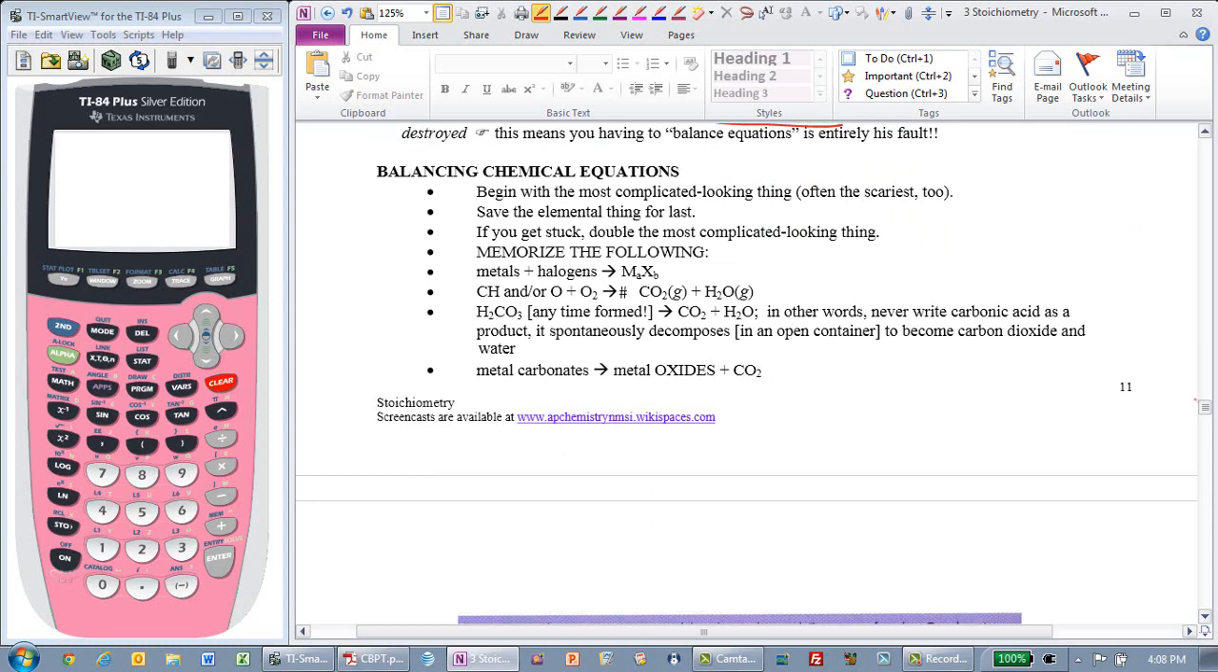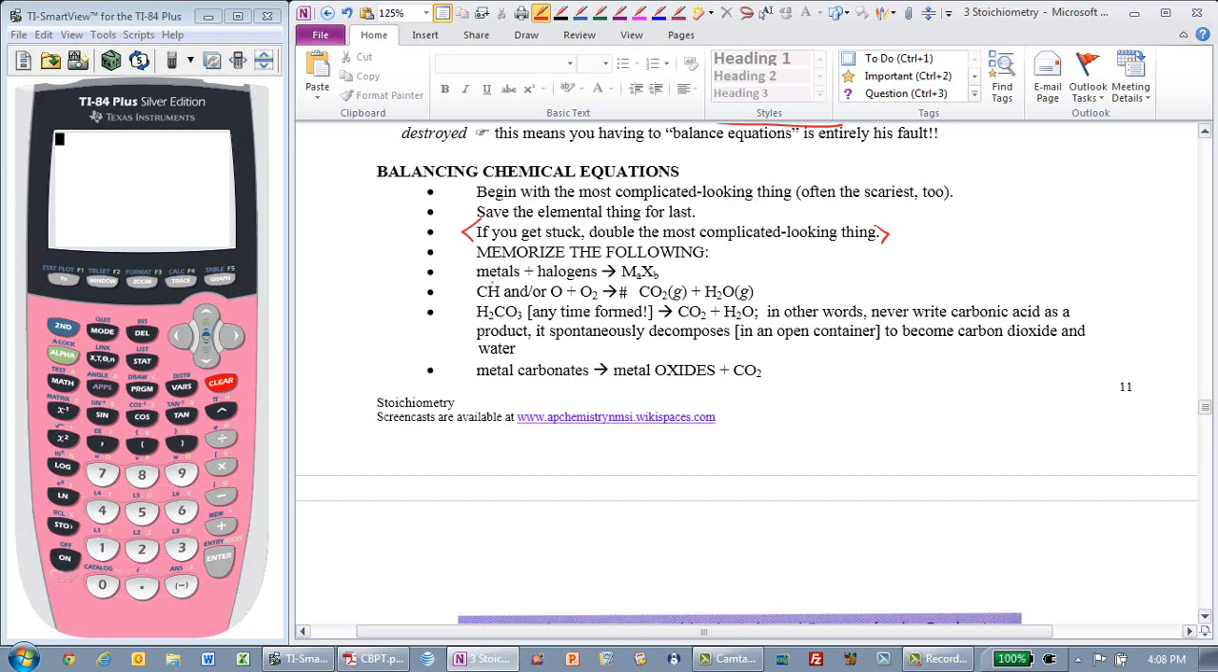If that doesn't work, then double the scary looking thing. So we're going to save anything that's elemental for last, like O2, H2, anything that's just a pure element. And then if you get stuck, like I just said, double the most complicated looking thing and try again. This is why you do this in pencil, so you can erase.